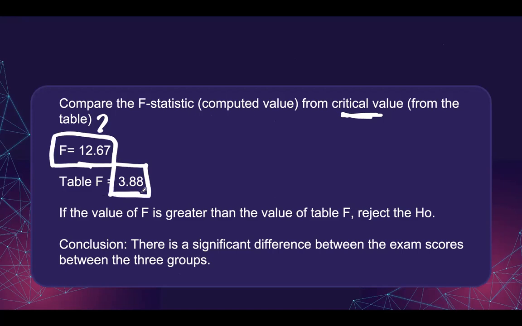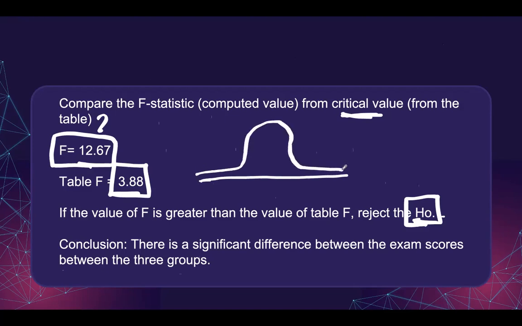So, class, if the value of F is greater than the value of the table F, you have to reject the null hypothesis. Kasi di ba, kung in a Gaussian curve, for example, straight lang natin, kung ang ating F value ay 3.88.